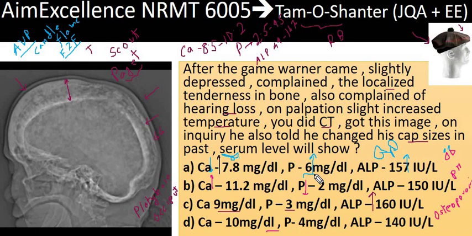We already have talked about how to delineate the difference between primary, secondary and tertiary hyperparathyroidism, with osteoporosis and Paget disease and their findings. We already have talked about that.